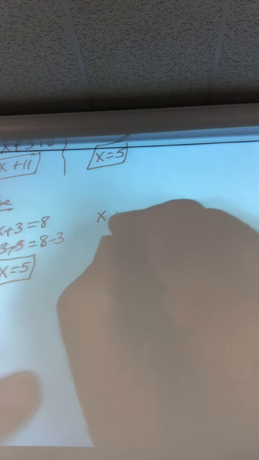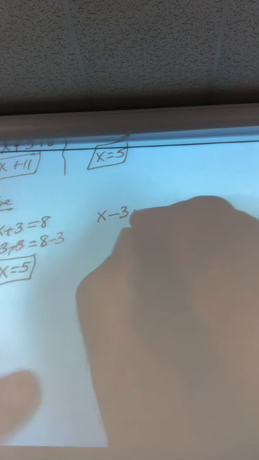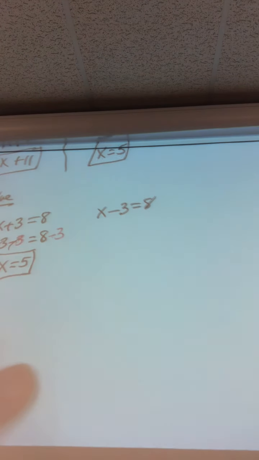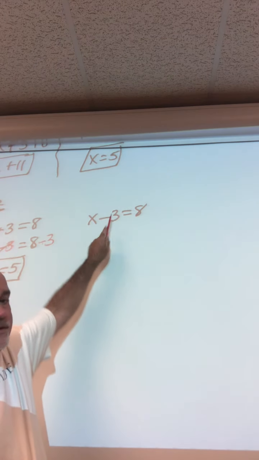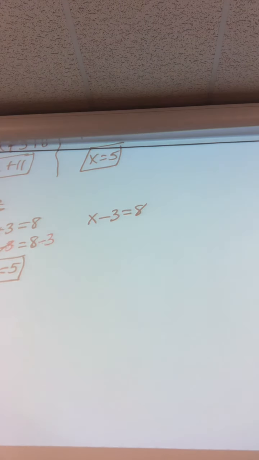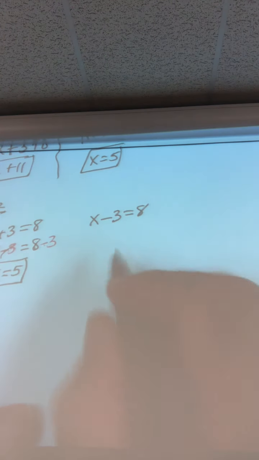So let's suppose I have x minus 3 equals 8. All right, I want to get the x's on one side. I want to get the numbers on the other. So now what I want to do is get rid of this subtracting 3. I want it gone. I don't want it on this side.